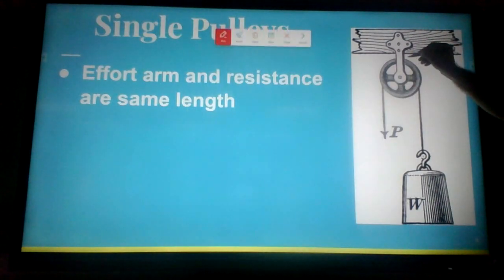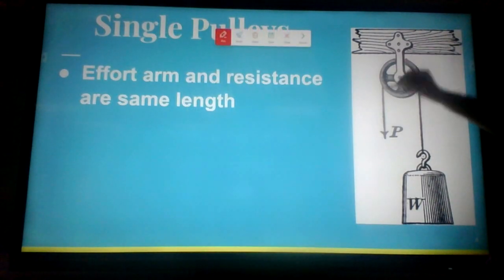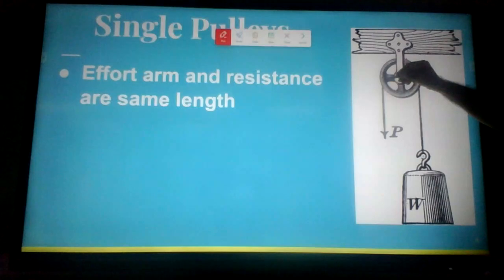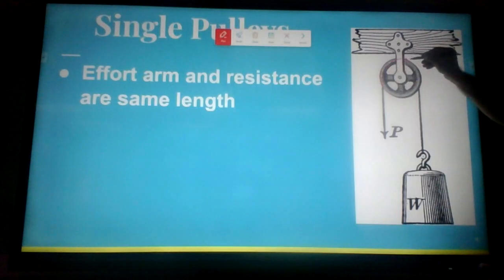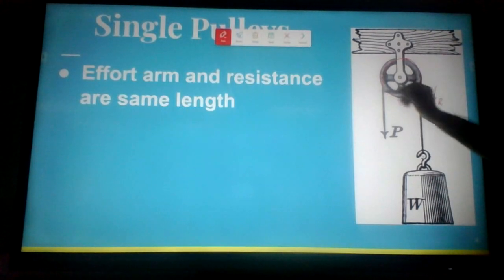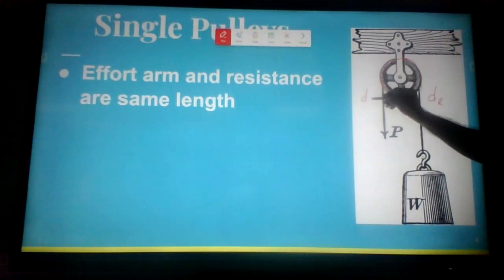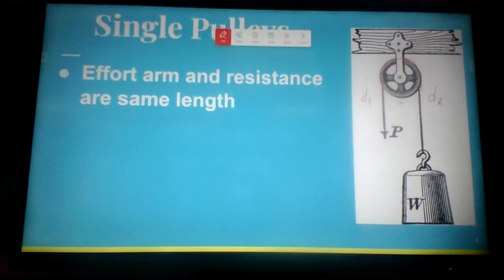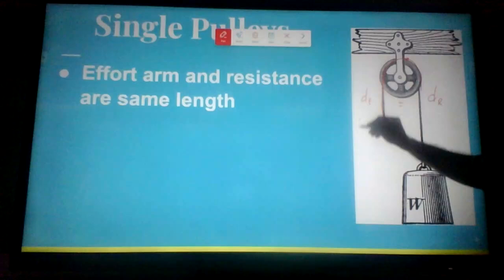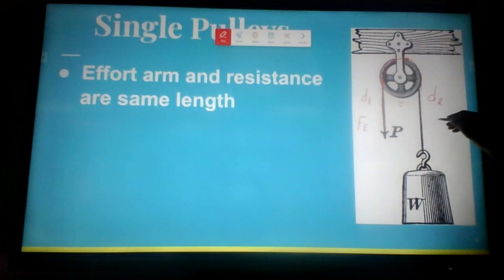The point of contact would be right around this area here, because again, it's probably not going to be perfectly straight down. So let's go ahead and fill this in. That means the distance on the resistance side is going to equal the distance on the effort side. They're going to be equal. We're talking about the length of the rope on each side of the contact point. That means the force we get to apply is going to be the same as the force of resistance.